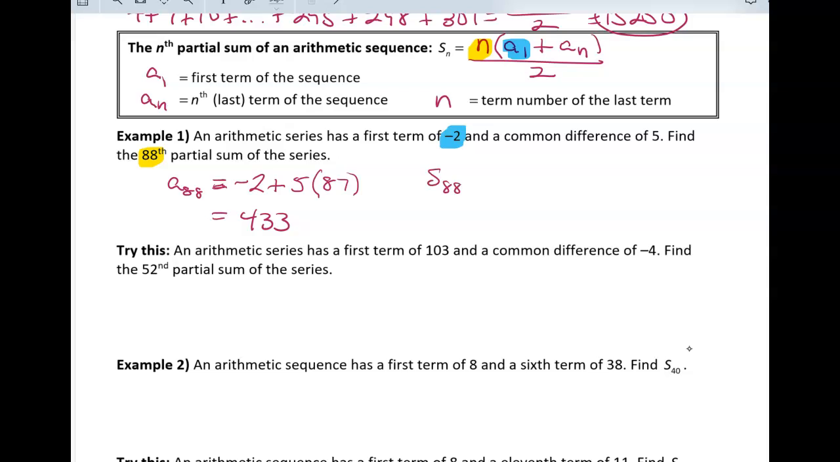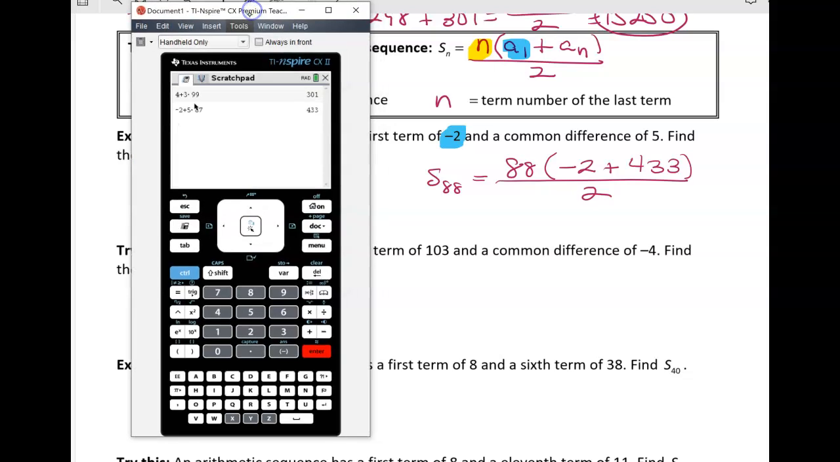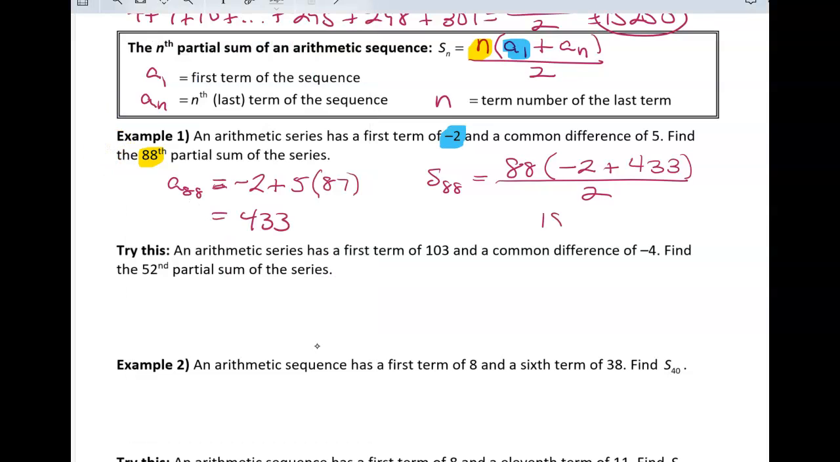So now the sum of 88 terms is n, the number of terms, which is 88, times a sub 1, which is -2, plus a sub 88, which is 433, all over 2. If you're computing that, I suggest that you use control divide for a horizontal fraction bar. And then we'll just enter in 88 times (-2 plus 433) divided by 2 gives us 18,964.